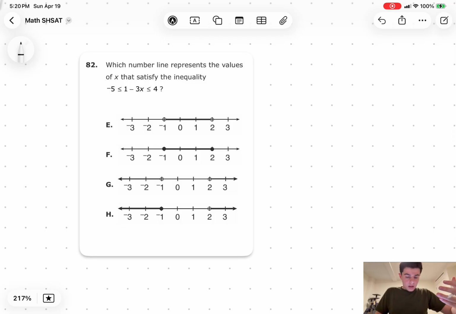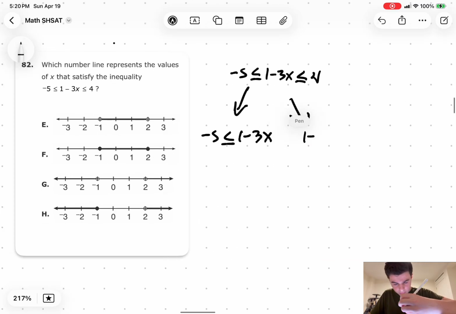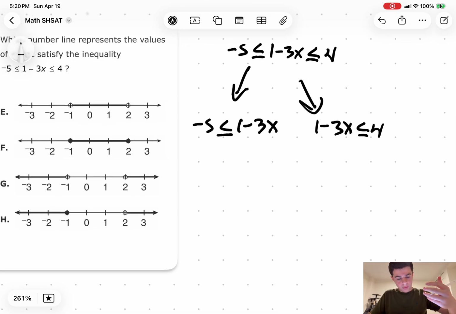Which number line represents the values of x that satisfy the inequality negative 5 is less than or equal to 1 minus 3x is less than or equal to 4? So again, let's just rewrite this. And here, just like the previous problem, we can split these into two individual inequalities. So we're going to go negative 5 is less than or equal to 1 minus 3x, and 1 minus 3x is less than or equal to 4. Now we're just going to solve each of these individually.